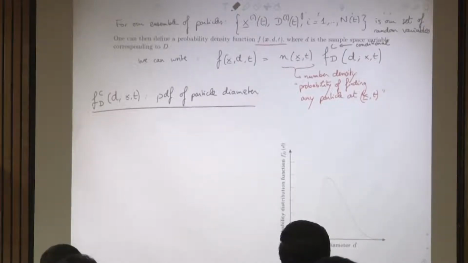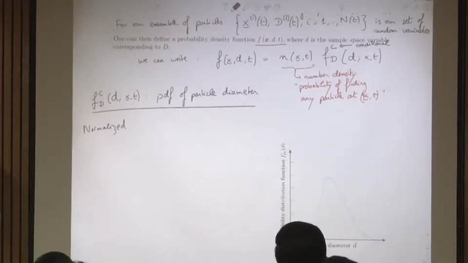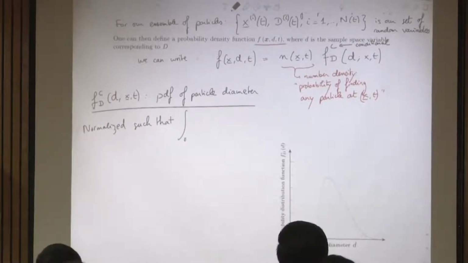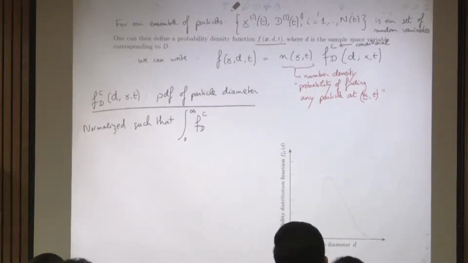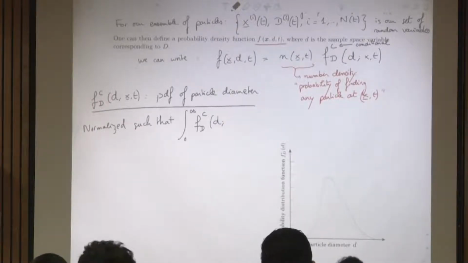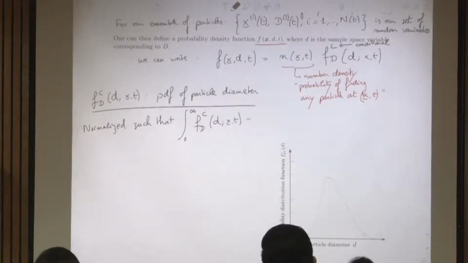And you'll want this to be normalized, such that the probability of finding a given diameter, once you integrate it over all possible diameters at that location, d of d, sorry, is equal to 1.